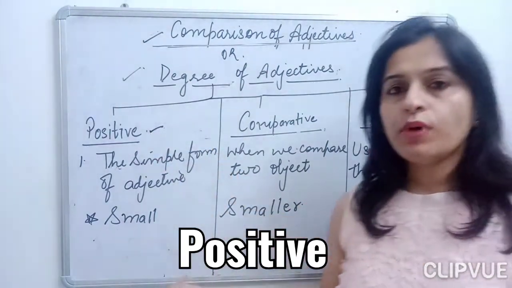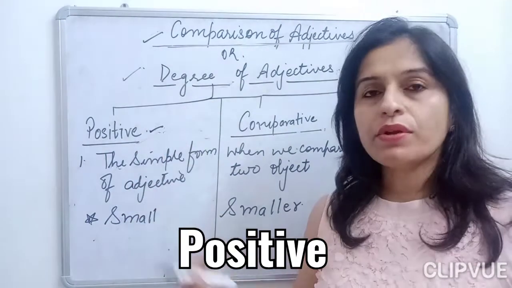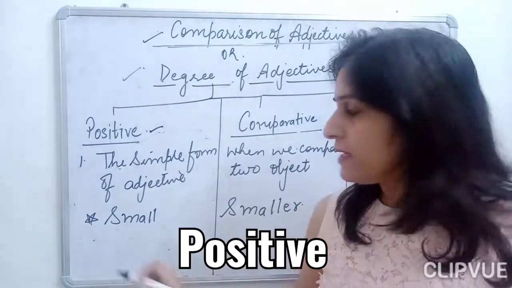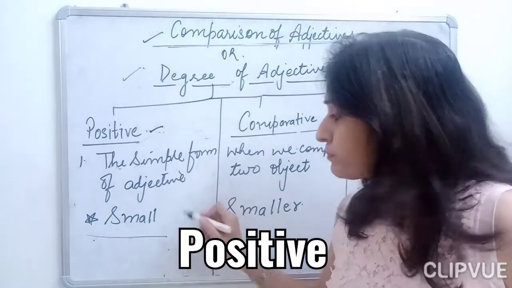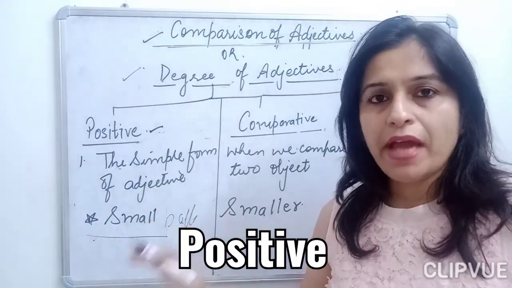Let's come to the topic of the positive degree. Positive degree means, children, the simplest form of the adjective. Suppose I take an example, small ball. This is my positive degree, the simplest form of the adjective.